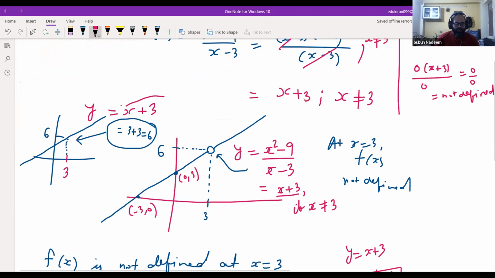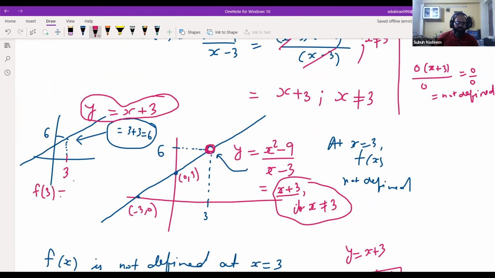But this function and this function have a slight difference: this one has a gap at x is equal to 3. This is an open circle. It is not defined at x is equal to 3. It is not giving any output. So this is a gap. In the previous one, there is no gap at x equal to 3. So if you talk about f of 3 here, it will be simply 6. But if you talk about f of 3 here, it is not defined.